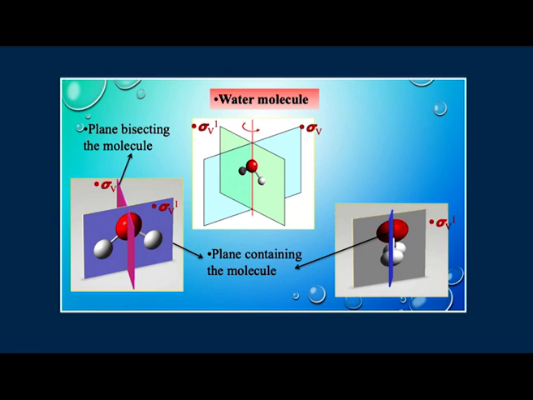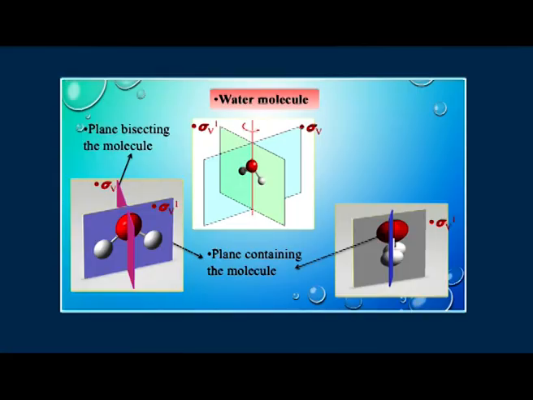Water is a molecule containing sigma v. Let us look in detail. Water molecule has 2 symmetry planes which are perpendicular to each other. One is the molecular plane passing through the HOH, denoted as sigma v dash, and another is passing through the oxygen and reflects the 2 hydrogens on both sides, that is sigma v. Both contain the principal axis and hence they are vertical planes of symmetries.